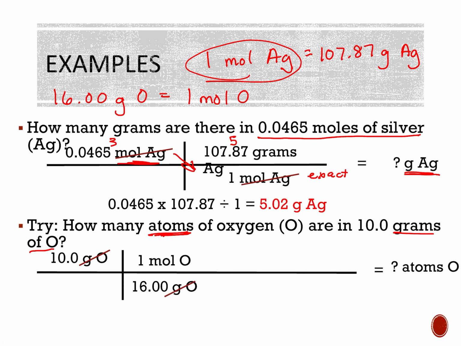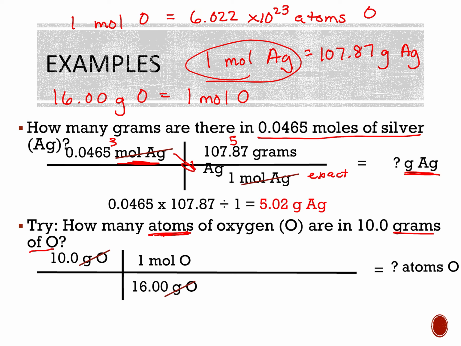But moles is not what we are trying to find. We are trying to find atoms of oxygen. So that's how we know that we're not done making this conversion, not done making this train track. So now we have to convert our moles of oxygen into atoms of oxygen, and we'll use Avogadro's number for that. So we know 1 mole of oxygen is equal to 6.022 times 10 to the 23rd atoms of oxygen.